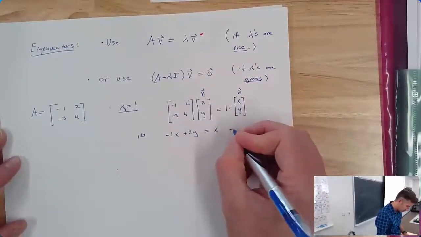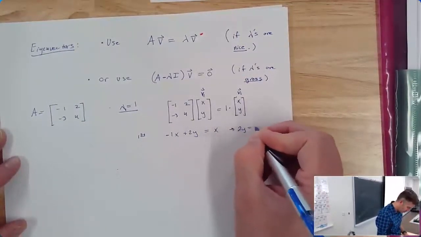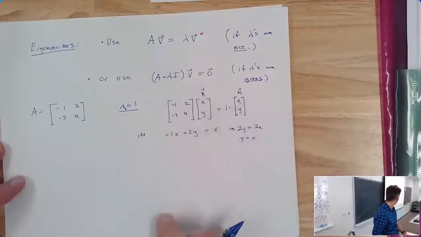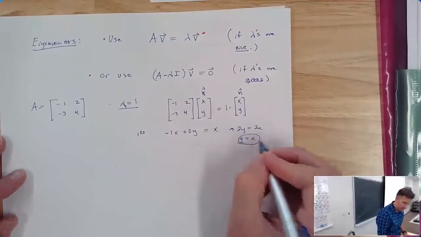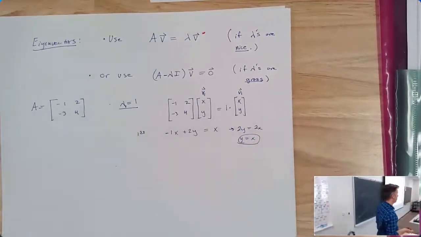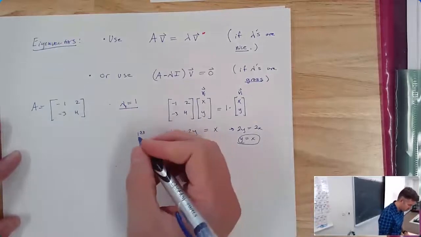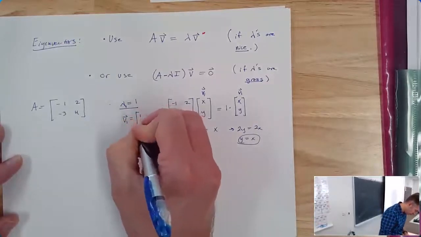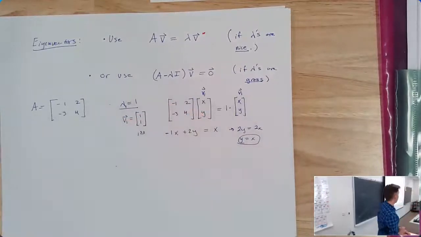I've got 2y equal to 2x. So I've got y equal to x. And now we get to pick any non-zero numbers for x and y that we want. Typically, the choice is to make the smallest integer value choices you can. So if I was picking, I would pick x equal to 1, and then I would also have to have y equal to 1. So my eigenvector, the usual eigenvector here, would be v1 equal to 1, 1. That would be kind of the standard choice.